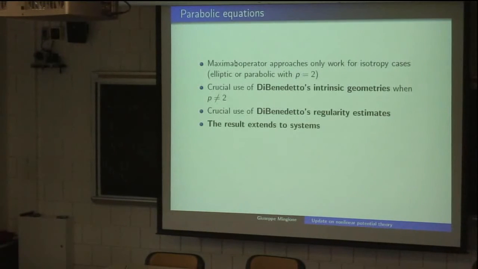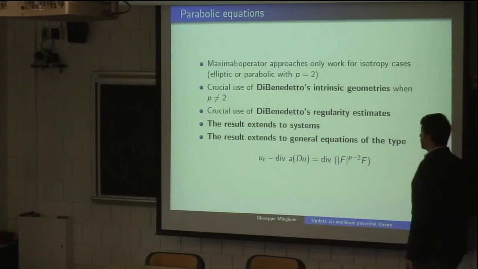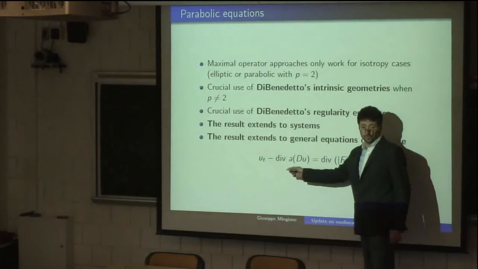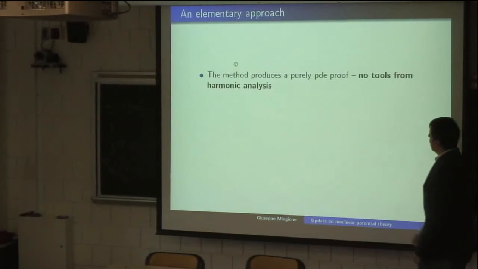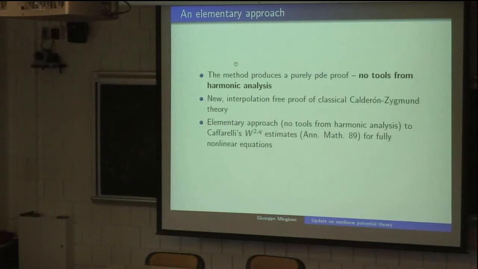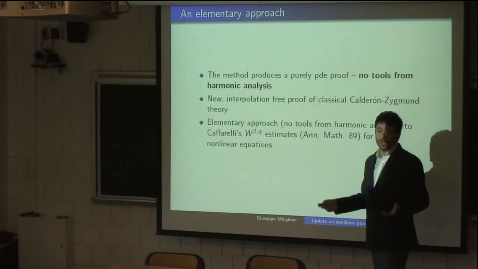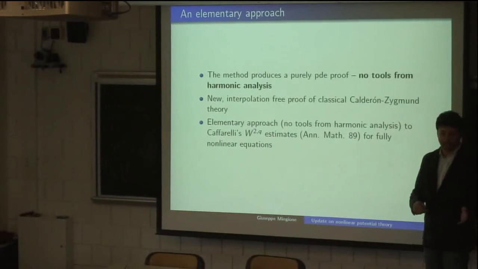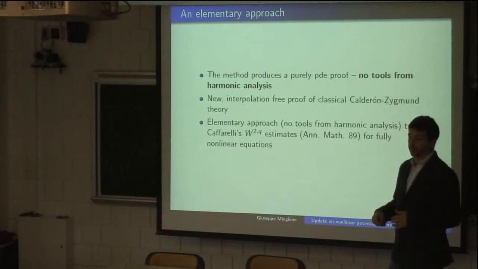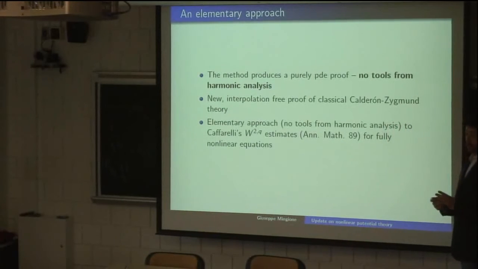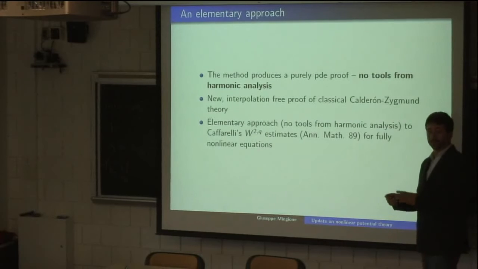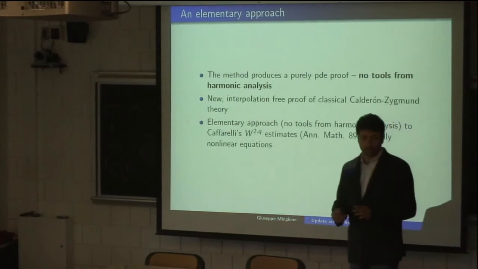And this is a summary of what I was saying. And the result extends to general equations, of course, and to systems too. So in turn, you can go back and you can get essentially new, let's say, more elementary proofs of the previous results in the elliptic case. And going back even to the original theorem of Calderon-Zygmund on singular integrals that can be proved, for instance, now directly without much intelligent interpolation theorem.